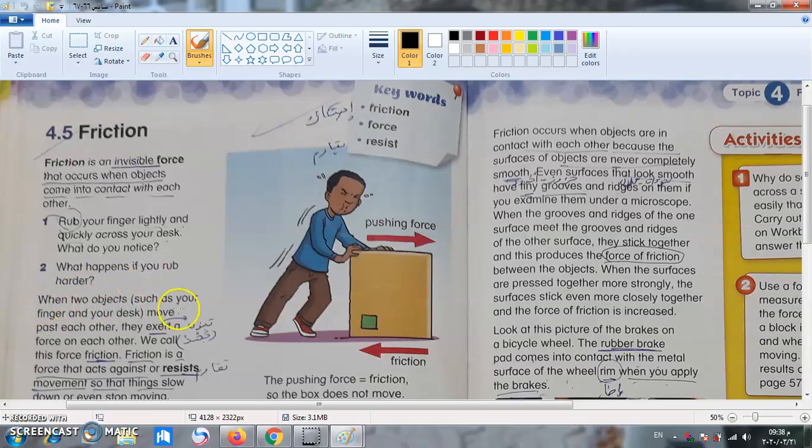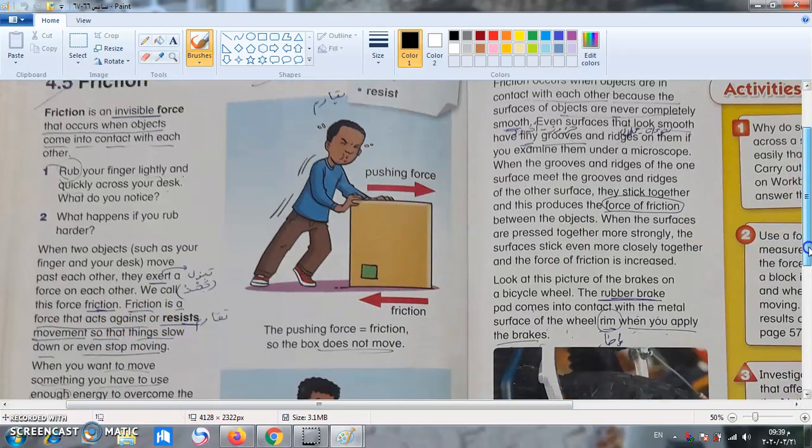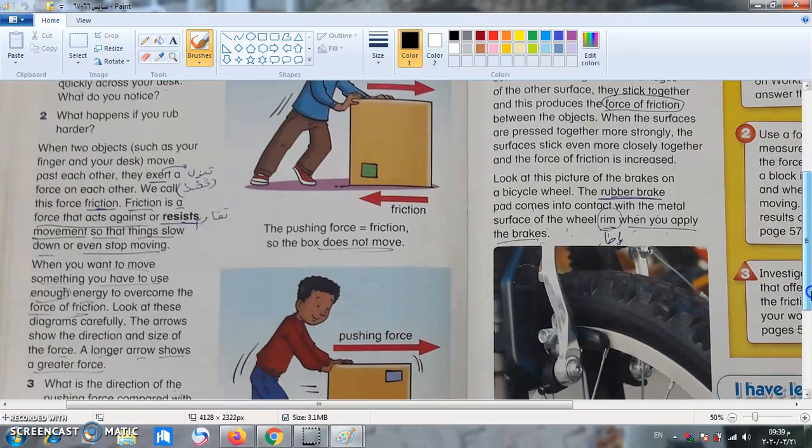It says when two objects, such as your finger and your desk, move past each other, they exert a force, تبذل, on each other. We call this force what? Friction. Very good. الاحتكاك. So friction is a force that acts against or resists movement, so that things slow down or even stop moving. So when we have a force that resists moving, it's called friction, okay? When you want to move something, you have to use enough energy to overcome the force of friction.